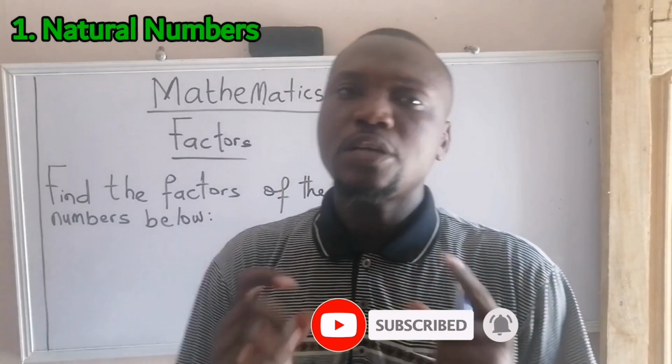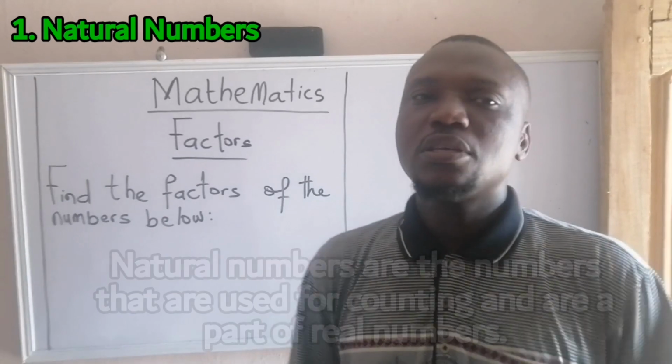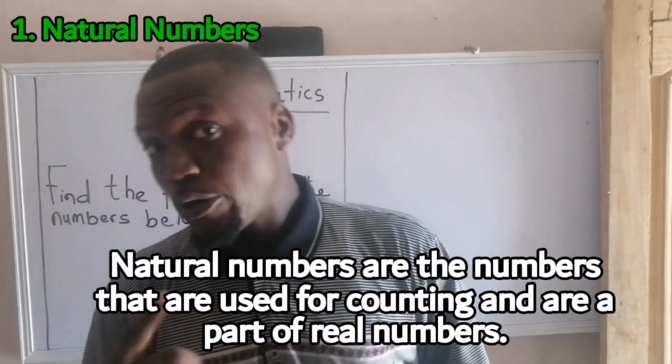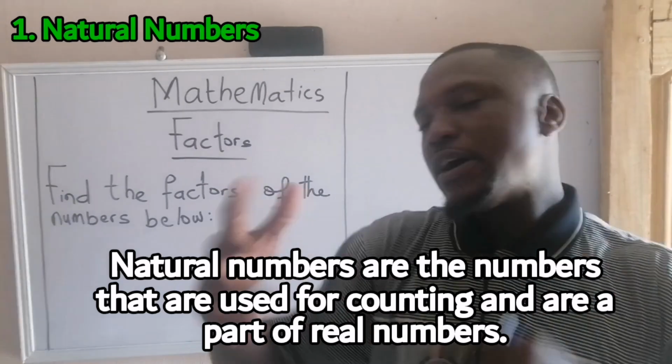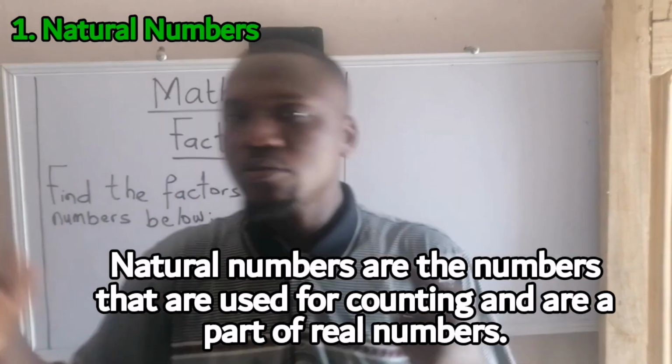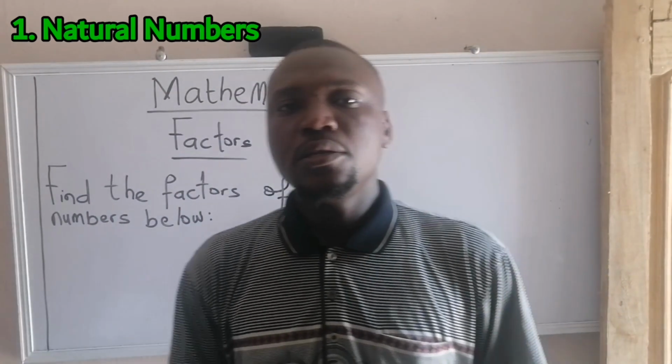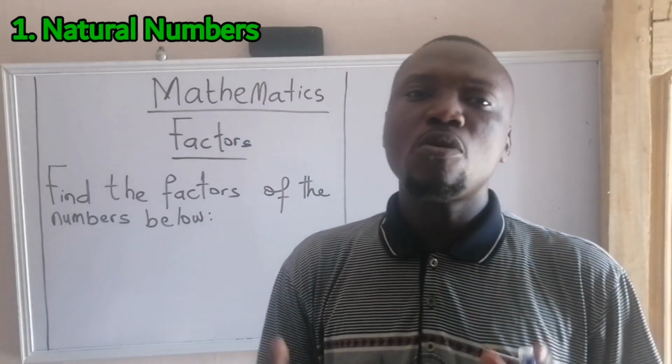And the first one is natural numbers. What are natural numbers? Natural numbers are just your normal counting numbers, like your 1, like your 2, like your 3, like your 4, 5, 6, 7, 8, and so on, 1000, 1500. Then we have another type of numbers which we call odd numbers.